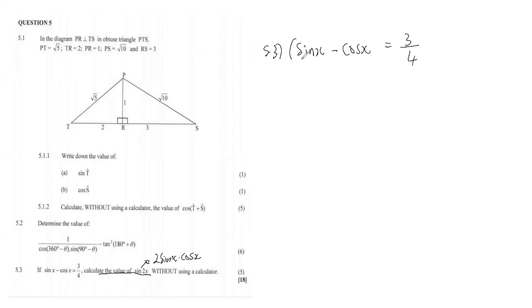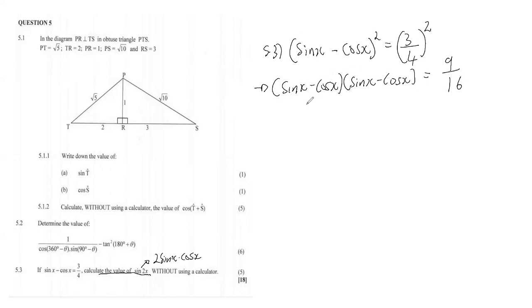Now, if we try to square both sides here, this will end up being sine x minus cos x, all squared. And then since we are expanding, this again will be sine x minus cos x. But then here we have 3 squared, that's 9, and then 4 squared, that's 16, right? Now, if we multiply here, we will end up with sine squared x. And then if we say sine x times negative cos x, that's a negative sine x cos x. And then again, if we say negative cos x times sine x, this is negative sine x cos x.